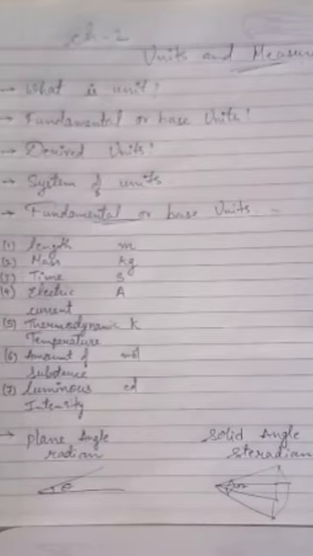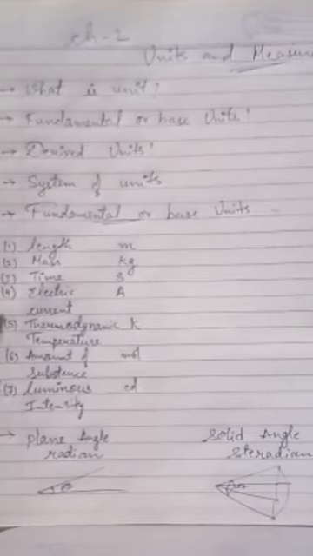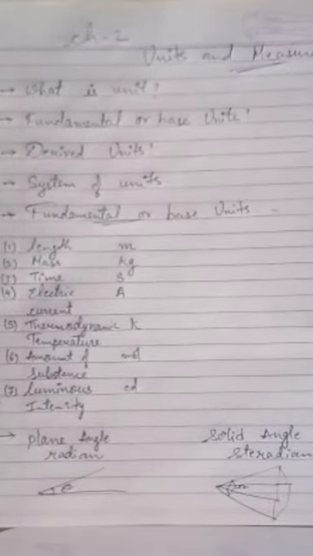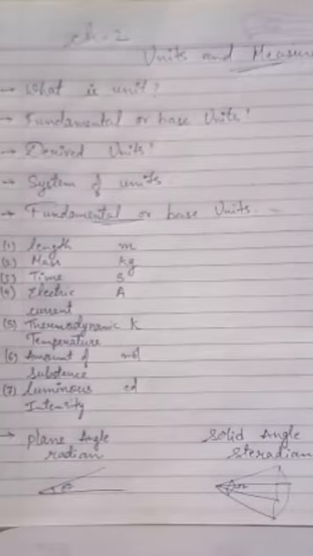So there are different types of units. One is the fundamental or base unit. What is fundamental or base unit? There are total 7 fundamental or base units from which we can derive other units. The units which are derived from the base or the fundamental units are known as the derived units.